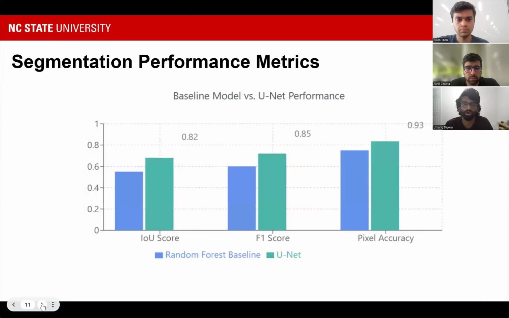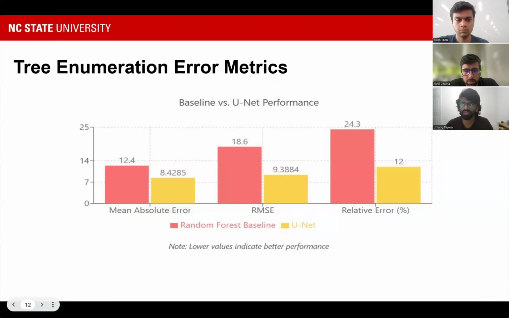And moving on to segmentation performance metrics. This chart illustrates our segmentation performance metrics. As you can see, the UNet model consistently outperforms our baseline model, with particularly significant improvement in the IoU scores and F1 scores. And moving on to tree enumeration and error metrics.